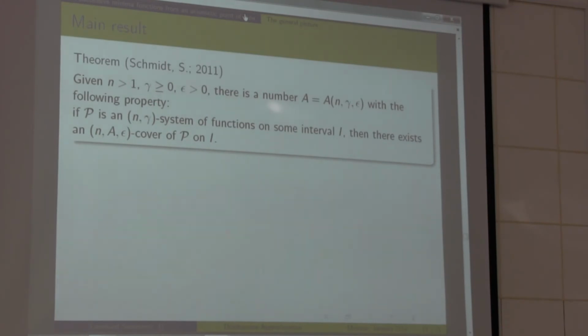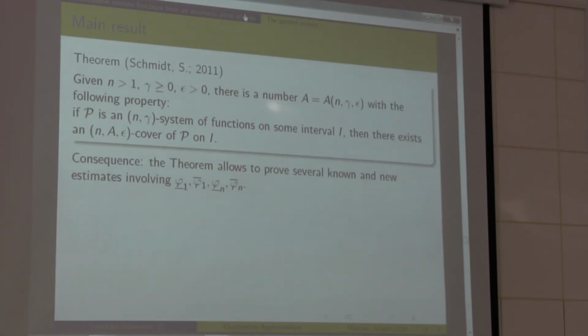Well, this is not easy. It is done by induction, and the induction is quite complicated, but it has nice consequences.